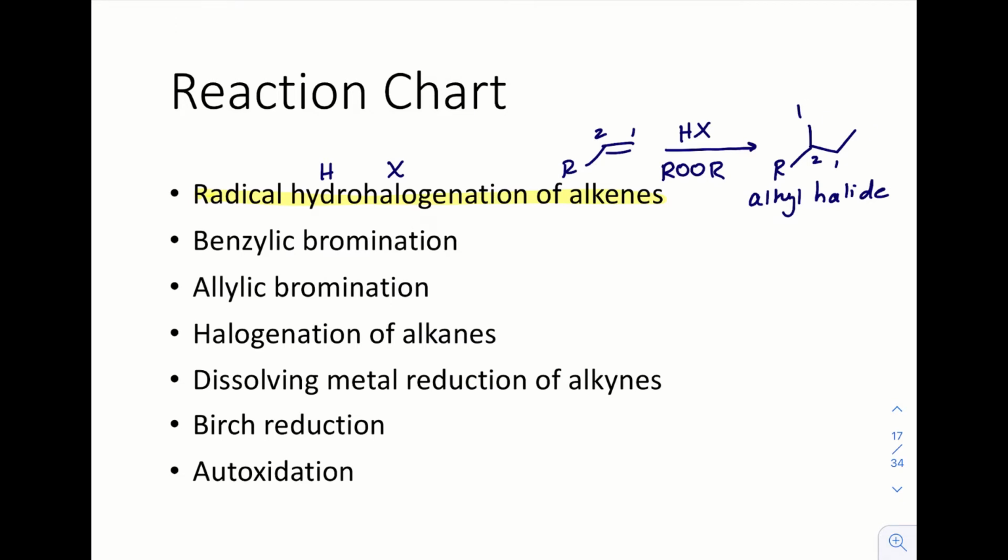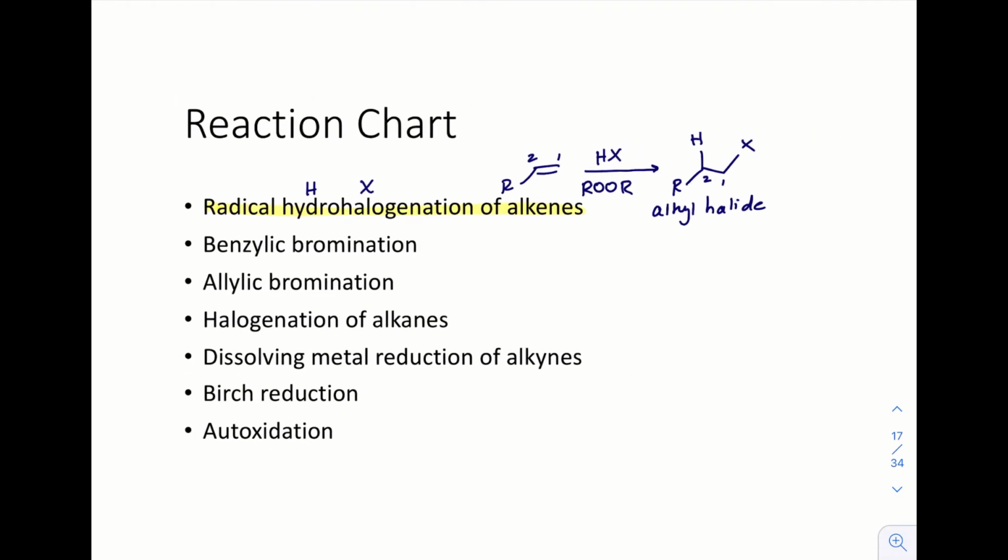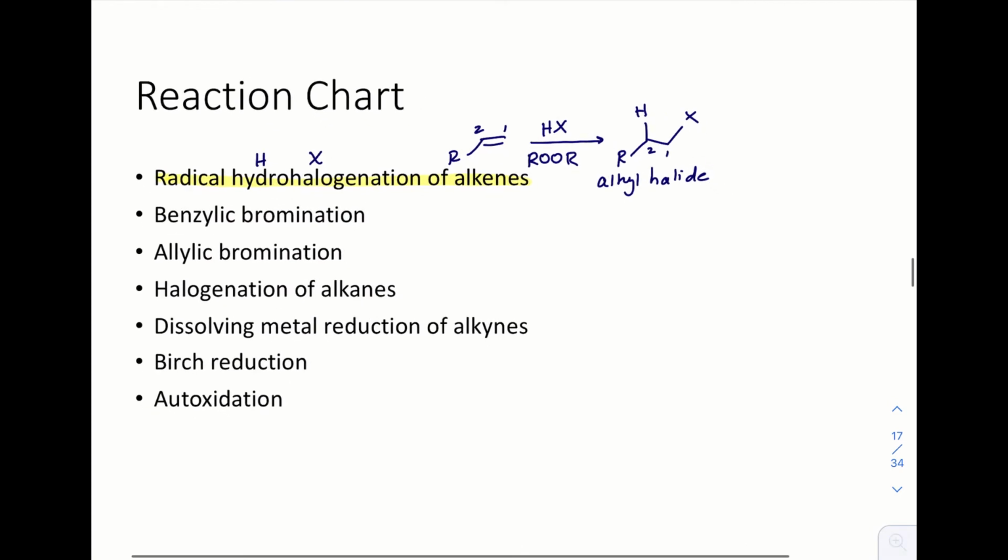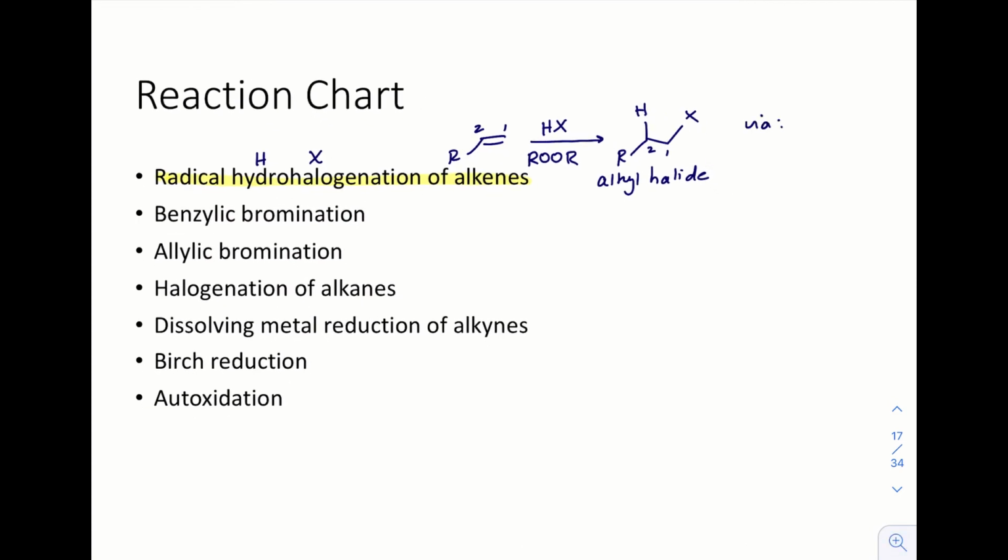The hydrogen atom adds to the more substituted carbon and the halogen to the less substituted carbon. But remember, this reaction still follows the laws of the universe. It does proceed via the most stable, more substituted radical. Radical hydrohalogenation of alkenes, check.